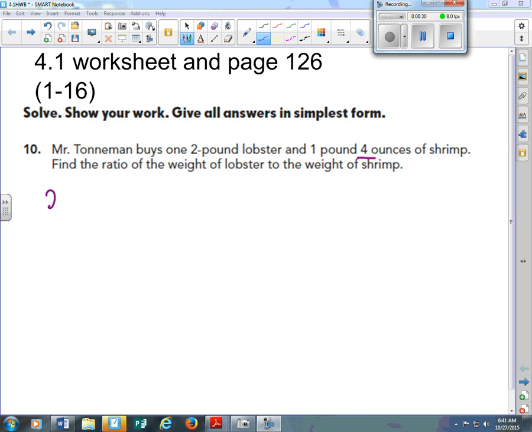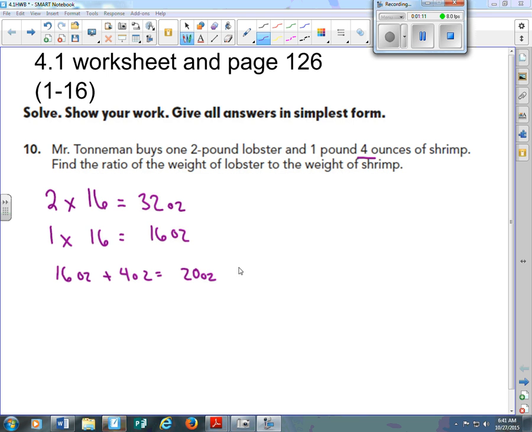So we would take the 2 pounds of lobster and multiply it by 16 because that gives us the number of ounces. So 2 times 16 is 32 ounces of lobster. Then we have 1 pound 4 ounces of shrimp. We take the 1 pound, times it by 16, that gives us 16 ounces of shrimp. But we have to include the additional 4 ounces of shrimp. So 16 ounces plus 4 ounces equals 20 ounces.